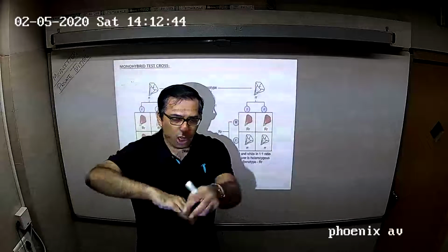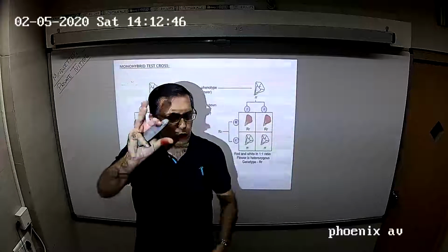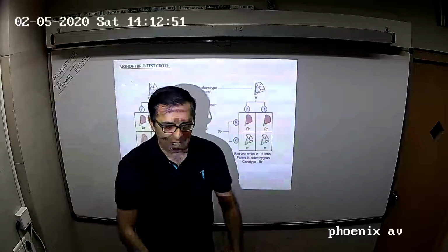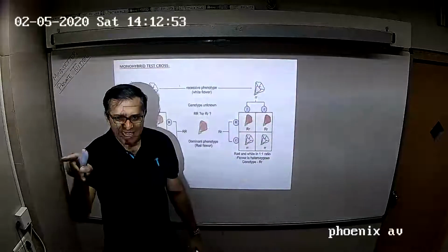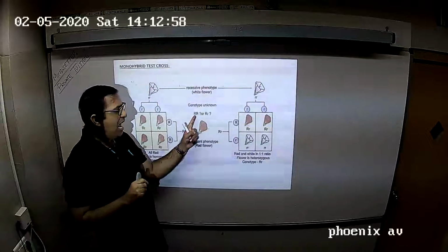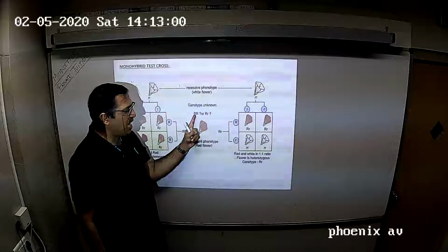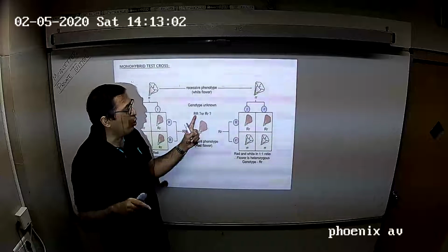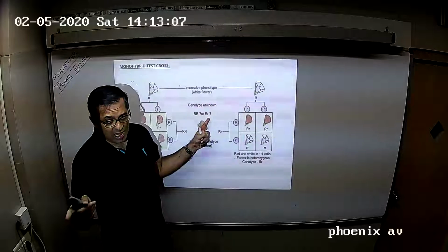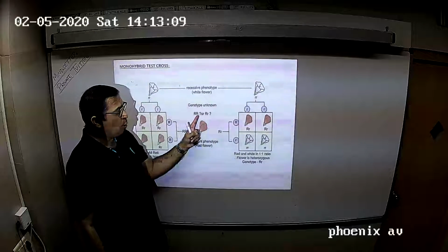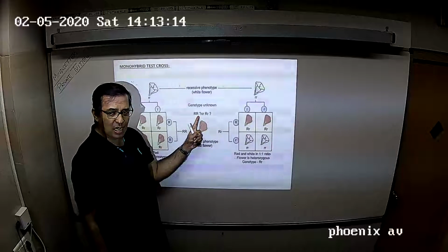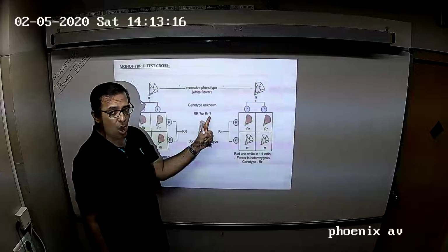Red and white when brought together, F1 generation will show red. F2 generation will show 3 red and 1 white. Now, of the 3 reds, check this carefully. You will have either the red as capital R, or the red could be capital R, small r. Phenotypically both are red. Genotypically it could be pure breed or hybrid breed. It could be homozygous, capital R, or heterozygous, capital R, small r.